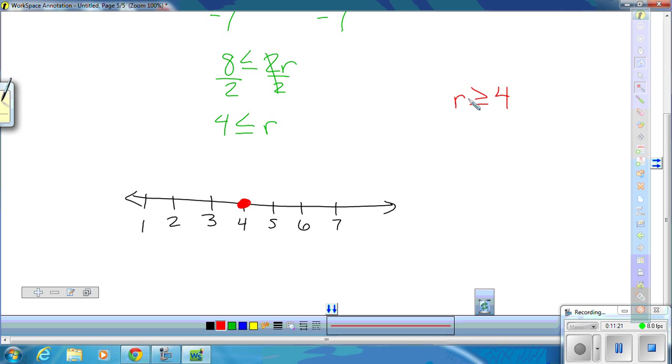When we reverse it, when we move the r to the other side and the 4 to the other side, we do have to switch the sign. r is greater than. We want to make sure the alligator is still eating the same thing. r is greater than 4. So when I graph and I'm putting my arrow on my number line, r is greater than 4. So I want to make sure that my arrow is going to the greater than side. Make sure that you pay very close attention to details when you're dealing with inequalities.